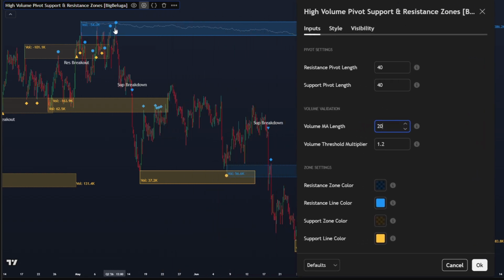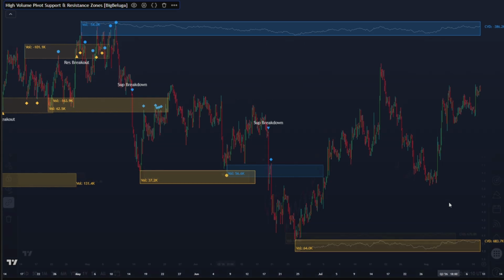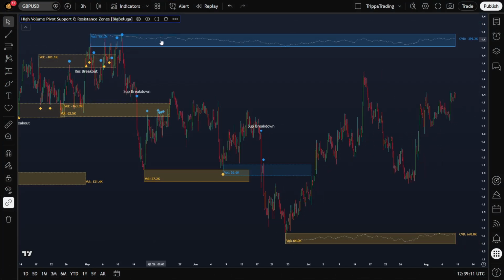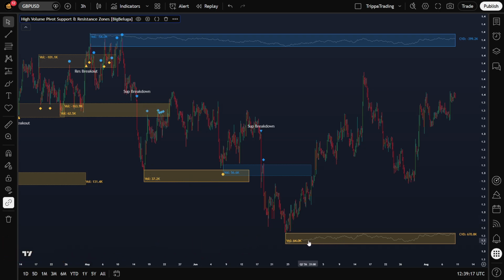The indicator compares the volume of each pivot point with its volume baseline. A support or resistance zone is only plotted when the pivot volume exceeds the required threshold. As a result, smaller and less significant pivots are filtered out, while the indicator focuses on high-volume areas that may represent stronger participation from larger market participants.